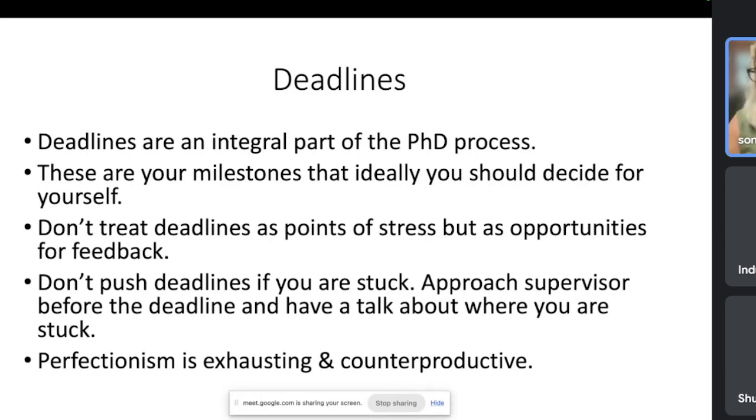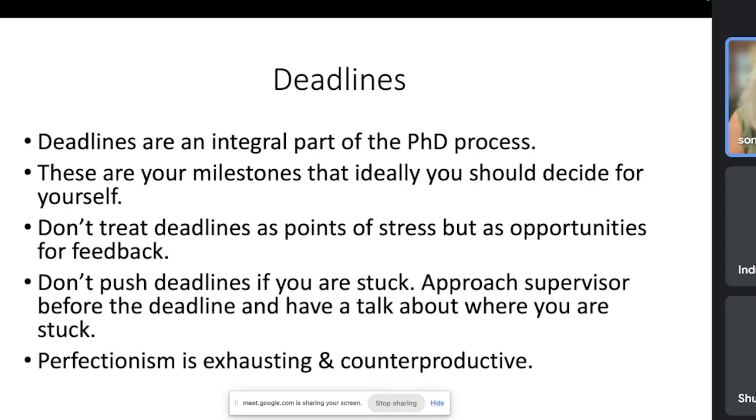Deadlines are there for you to structure your work. Deadlines are there to ensure that you are meeting the requirements of your PhD program. Deadlines are not there to make you feel like you are failing. So, every deadline is an opportunity for feedback. If you treat it like this, hopefully your approach towards it will be a little bit more constructive.